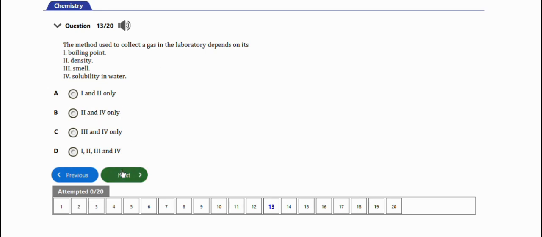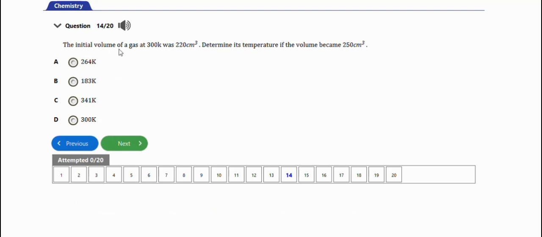The next substitute question will be this one. It says the initial volume of gas at 300 Kelvin was 220 cm cube. What is its temperature if the volume became 250 cm cube? So this is Charles' law. Let's bring a calculator and solve this.